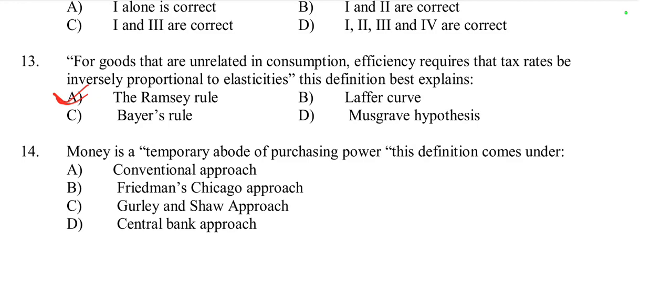Ramsey rule is a principle in optimal taxation that suggests tax rates should be inversely related to the price elasticity of demand for the goods. Tax rate and price elasticity of demand are inversely related. In other words, goods with less elastic demand should be taxed more heavily, and goods with more elastic demand should be taxed less, in order to minimize the economic distortion and inefficiency caused by taxation. So this is called the Ramsey rule.